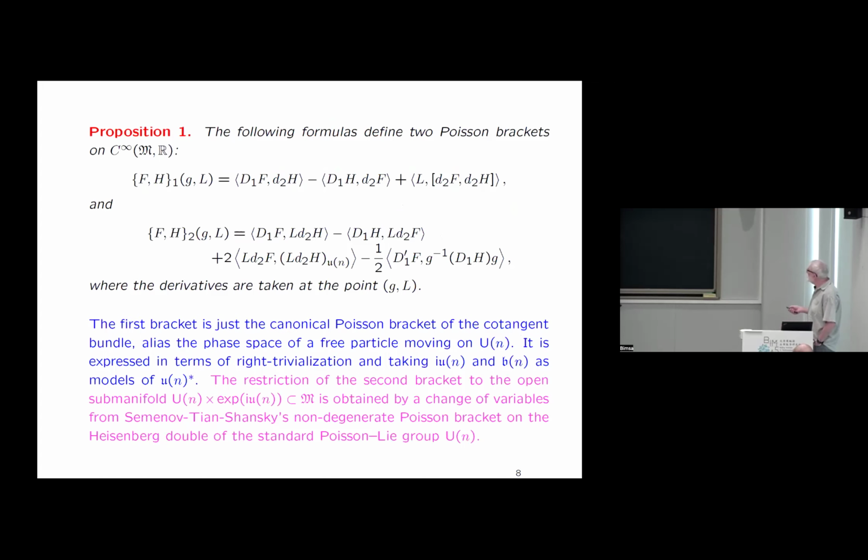Okay, and then the first statement is that we have two Poisson brackets on this space of functions. The first Poisson bracket is actually just the canonical Poisson bracket of the cotangent bundle written in this invariant notation. You can see here the Lie-Poisson bracket of the U_N Lie algebra.